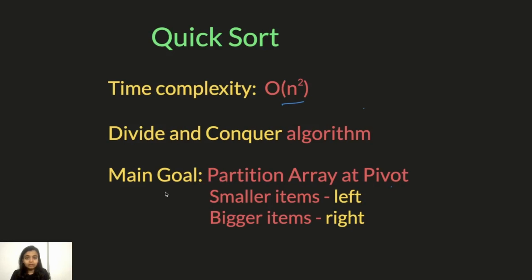Overall, the main goal of quicksort is that we first assign a pivot element. The pivot element can be the first element, the last element, or any random element from in between. What we do is assign a pivot element, and after that swap all the smaller elements to the left of the pivot and all the larger elements to the right of the pivot.